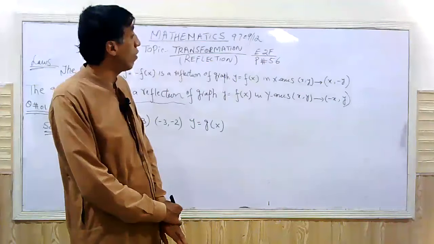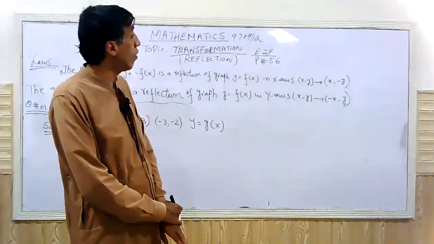For reflection, there are two laws which you will have to learn. The first one: the graph of y equals minus f of x is a reflection of the graph y equals f of x, the object graph, in the x-axis. In other words, if you have coordinates (x, y), the reflection in the x-axis would have x the same and y in the opposite sign.